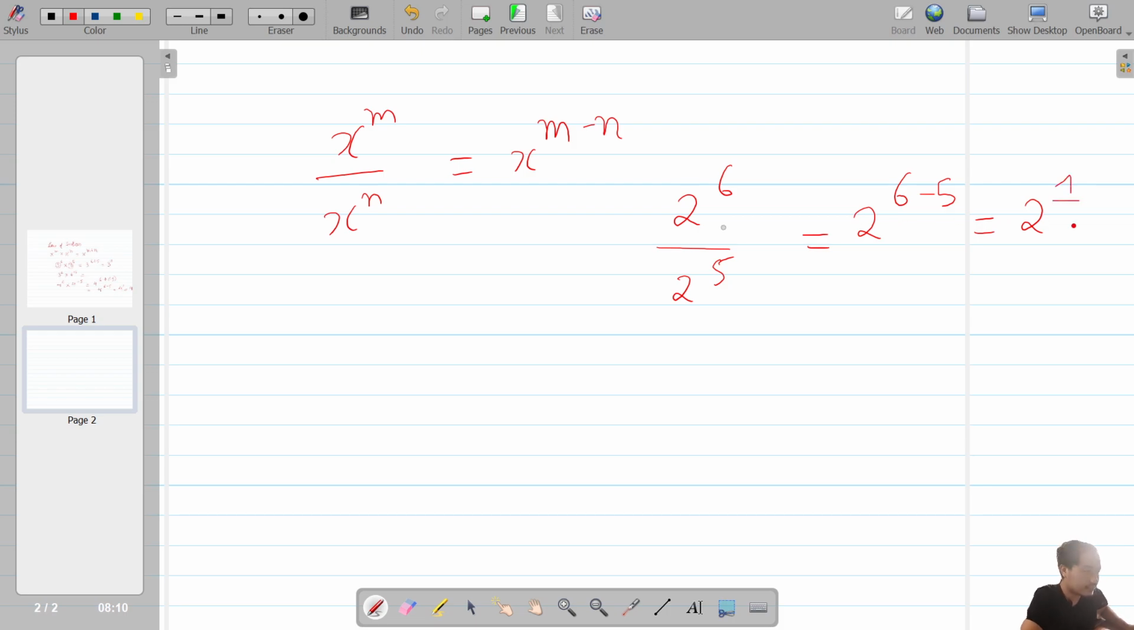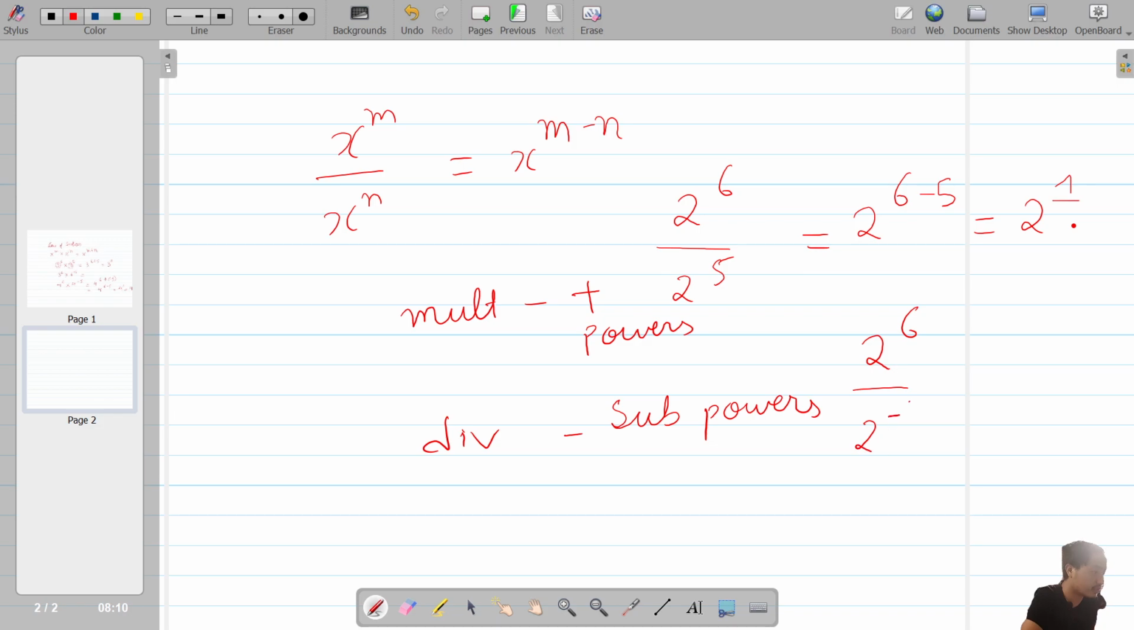So remember this simple thing: in multiplication, you have to add the powers, whereas in division, you have to subtract the powers. Simple as that. Even if they're negative, 2 to the power 6 divided by 2 to the power minus 4 simply means 2 to the power 6 minus minus 4. Minus into minus is plus, 6 plus 4 is equal to 2 to the power 10, and this will become the answer. So remember these two rules.